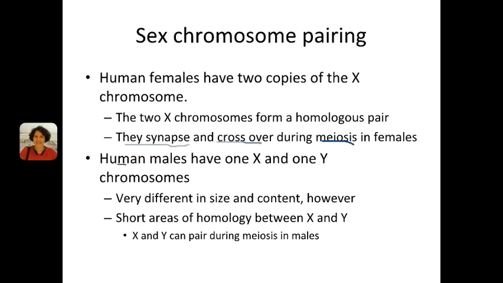In human males, on the other hand, the 23rd pair consists of 1 X and 1 Y chromosome. And as you saw on the picture two slides ago, the X and the Y are very different from each other in size and in content. However, to make the pairing possible, they do have short areas of homology so that they can recognize each other and pair. And so the X and the Y chromosome do pair together during meiosis in males.